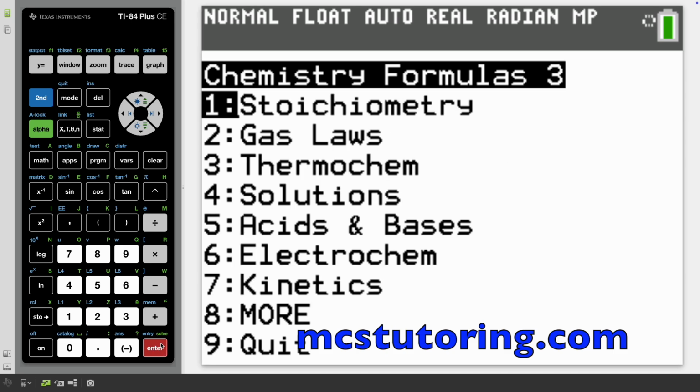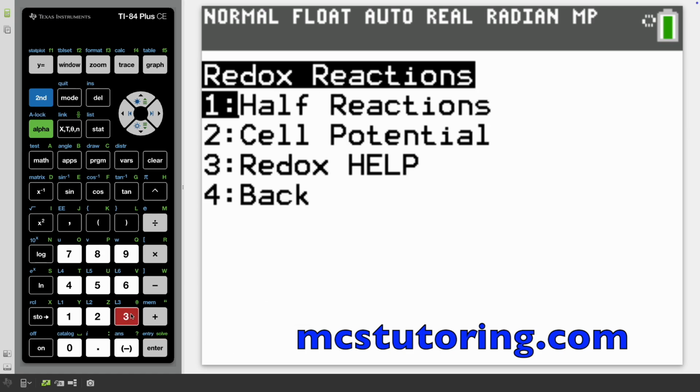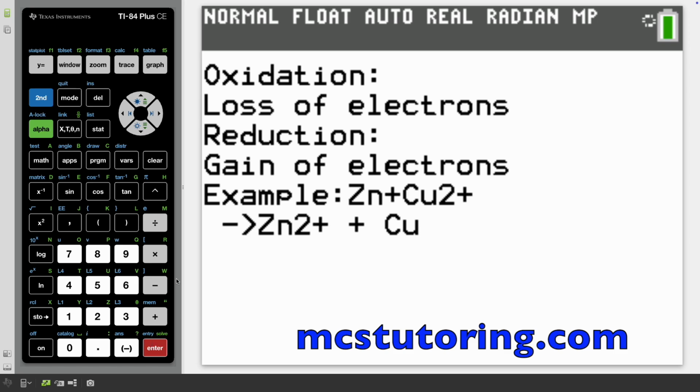And then let's go to the more menu again. Was that nuclear? Yeah, let's go to redox reactions. I kind of get this. Oxidation reduction, half reactions, let's do that. Oxidation is loss of electrons. Reduction is gain of electrons. It's counterintuitive that way, but reduction means you're reducing the charge, so you're going more negative.